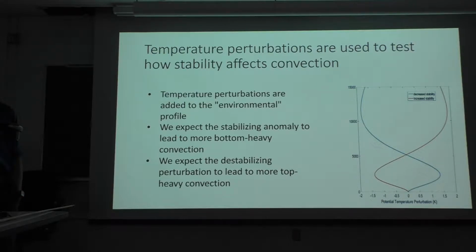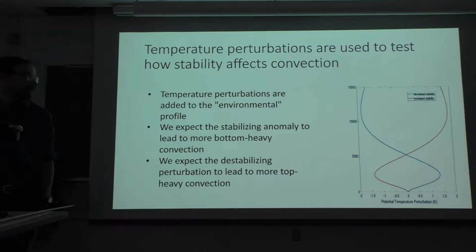What we expect to happen from the two temperature perturbations is that the stabilizing one leads to bottom-heavy convection. The destabilizing one we expect to lead to more top-heavy convection, and the more stable column we expect to produce more precipitation.